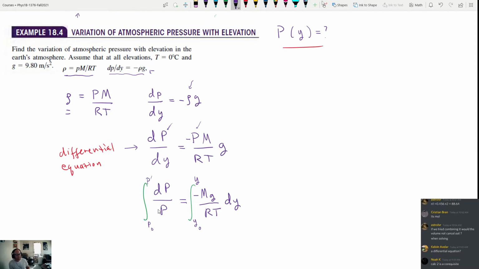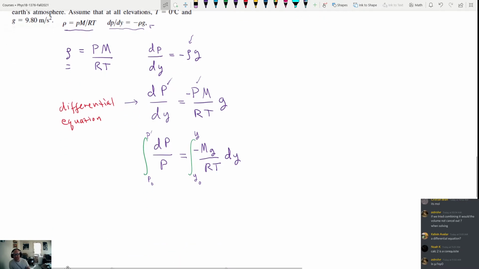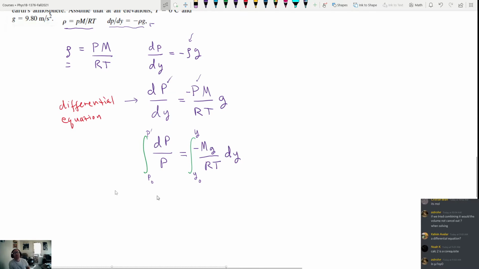What am I going to get on the left-hand side of the equation here? If I integrate dp over p, what do I get? Natural log, that's right. Just scroll down just a little bit here. All right, so this one is going to be the natural log of p prime over p naught. Plugging in limits. Is that okay with you all if I skip that step?